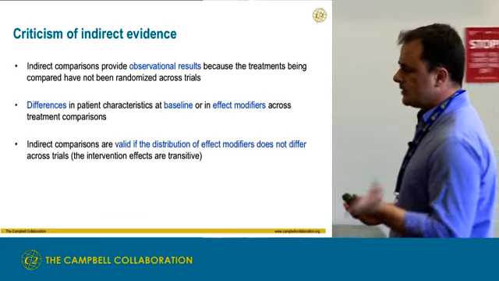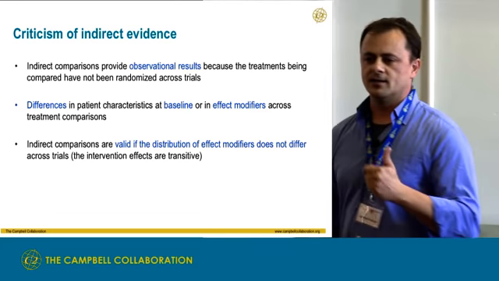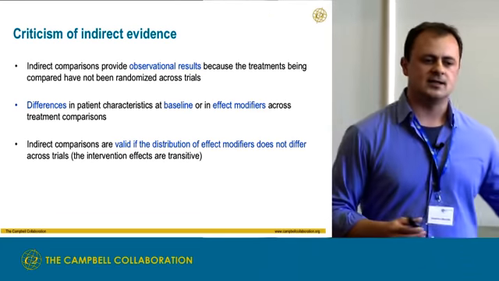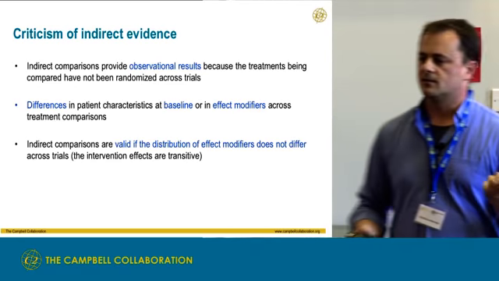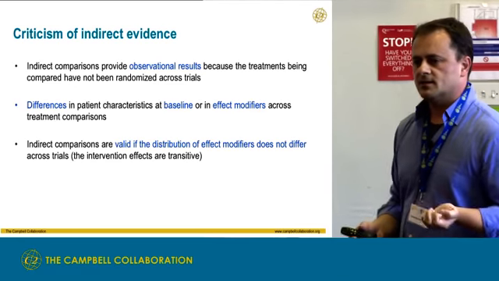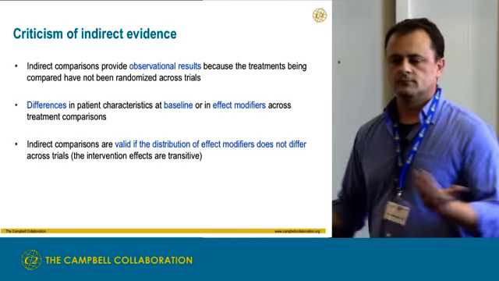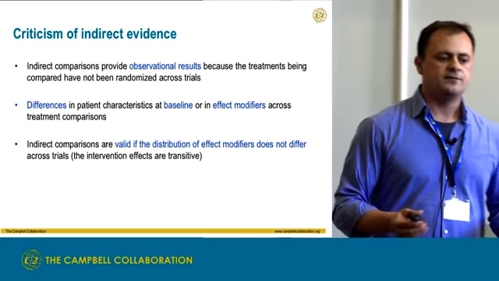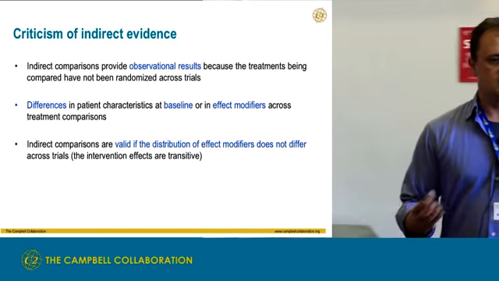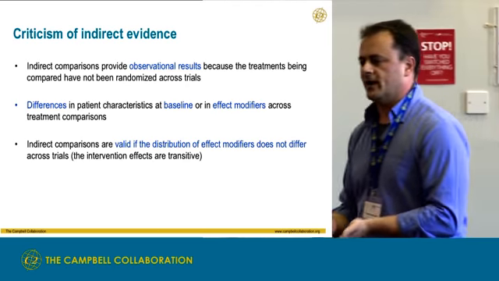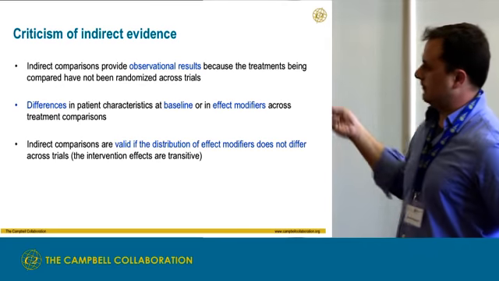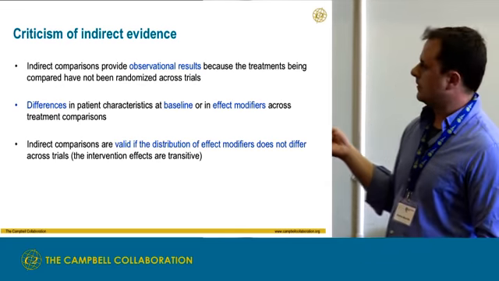But comparisons are not randomized to studies. So it could be the case that the AB studies have young populations and the AC studies have older populations. If age is a moderator, an effect modifier, that would have an impact on the results. Was that clear?